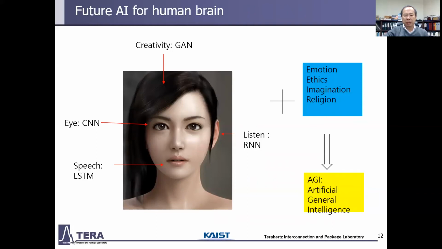with minimal power consumption. In addition, with this multimodal neural network, we can train them using different data. By training on many different kinds of data, they will have emotions, ethics, images, and religions. By combining this kind of human nature with these functionalities, I think that kind of neural network can be called artificial general intelligence.